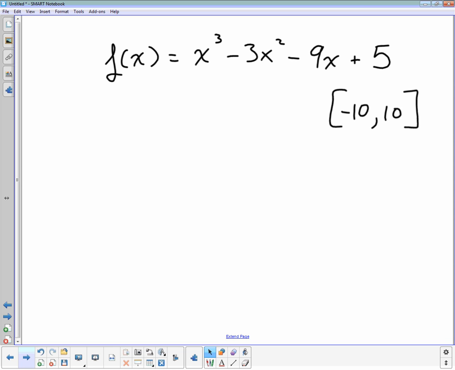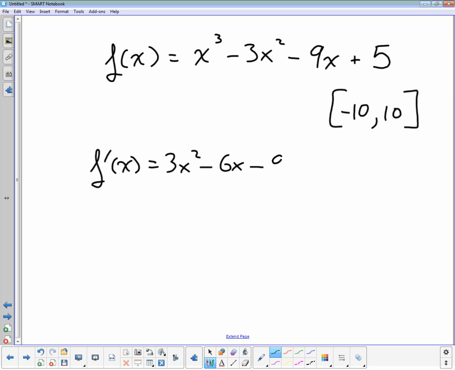So you're going to set that derivative equal to 0 to find your stationary points, your critical points, critical values. Lots of different terms depending upon which book you're using. Okay, so everybody take the derivative, simplify, set it equal to 0, and factor the living daylights out of it.